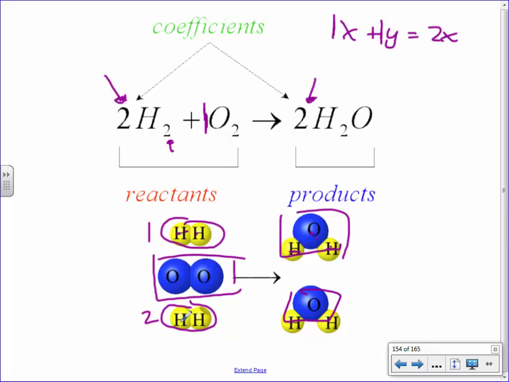Now let's count things up. We have 1, 2, 3, 4 hydrogens, and afterwards we have 1, 2, 3, 4 hydrogens. Before we had 2 oxygens, afterwards we have 2 oxygens.